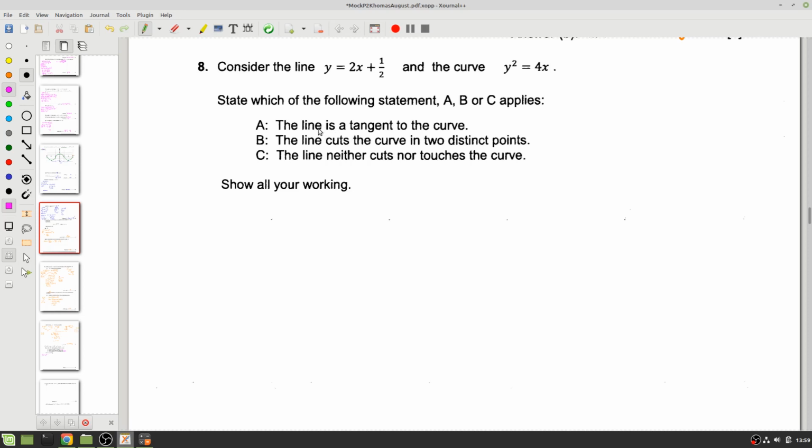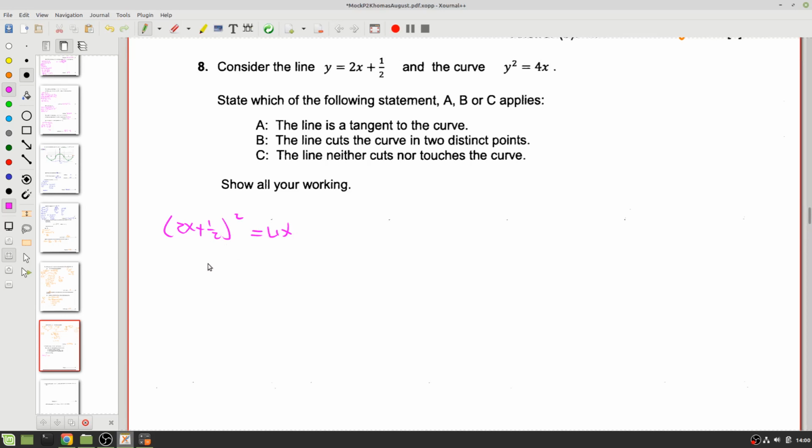Okay, so the line is either a tangent to the curve, or the line cuts the curve in two distinct places, or the line neither cuts nor touches the curve. So to find out where two curves cross each other, the line and the curve, we can set them equal to each other, right? So let's start by doing that. We already know y equals this, so instead of the y here, we can substitute 2x plus a half, because that is y. So we can say (2x plus a half) squared, y squared, equals 4x.